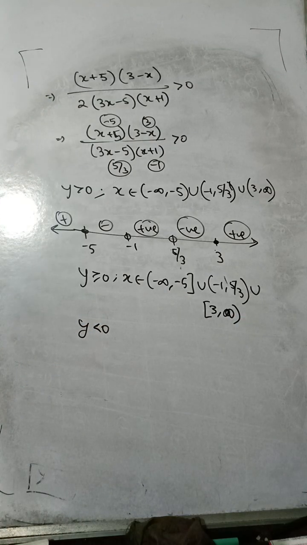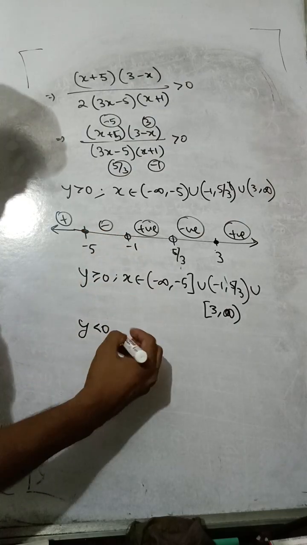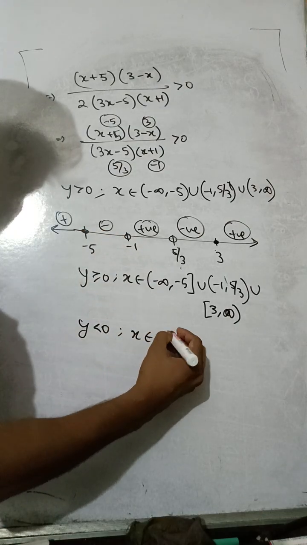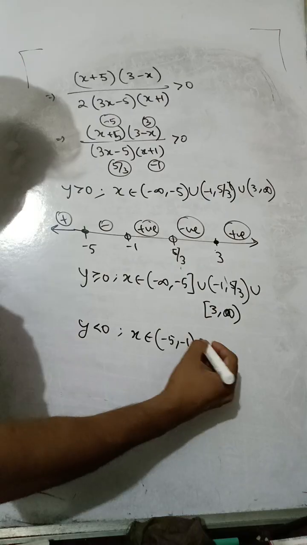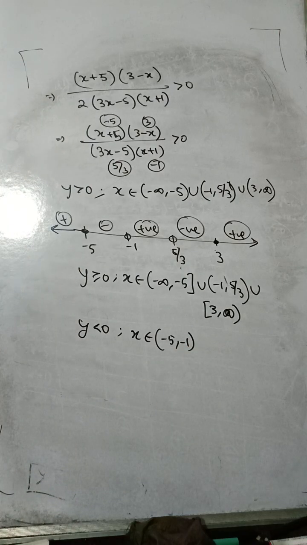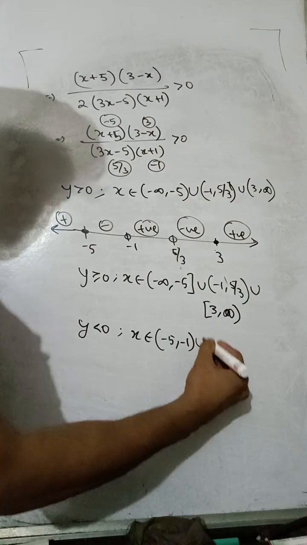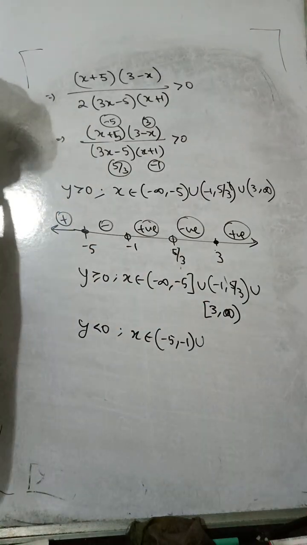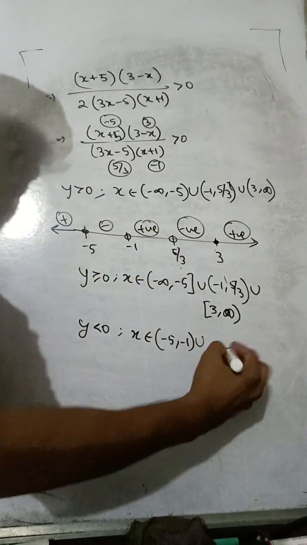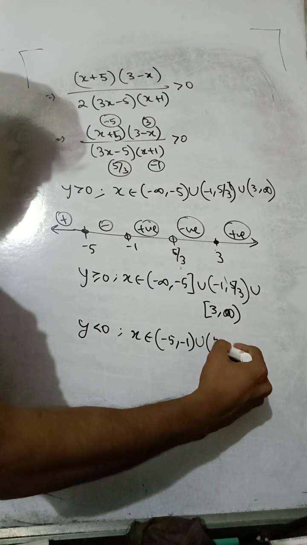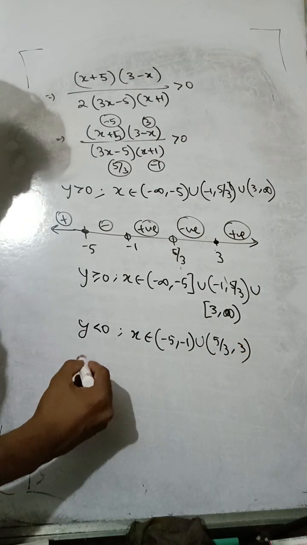Where is it strictly negative? Strictly negative is in this space. X belongs to -5 to -1. We will not include -5 because on including -5 it will become equal to 0, and we do not want 0. We want only the negative values, so we are not taking those values. Union, and what else do we take? We take this one as well, so 5 by 3 to 3.